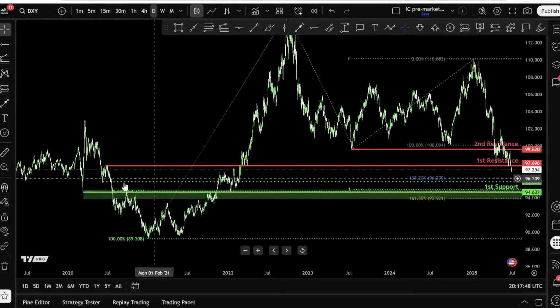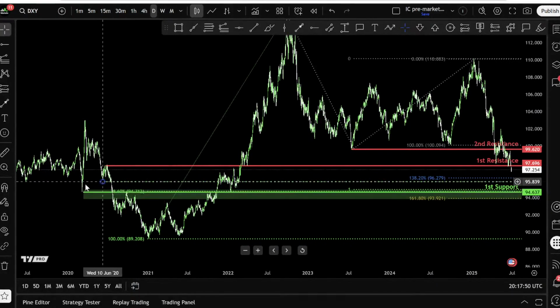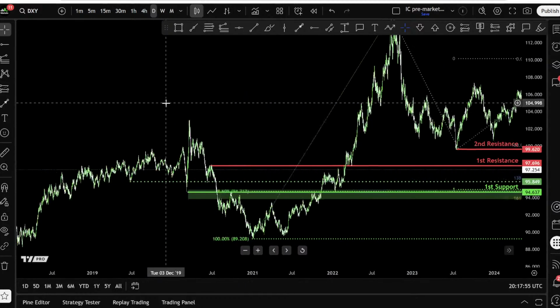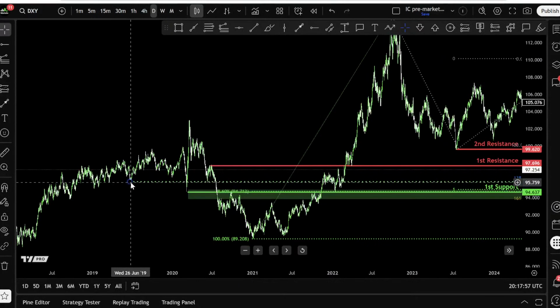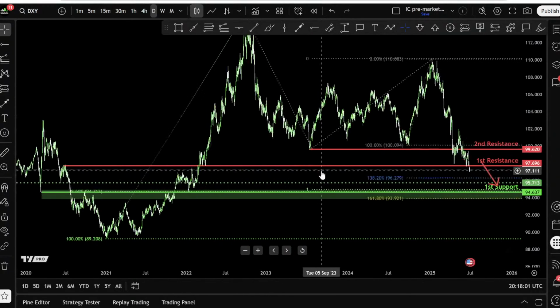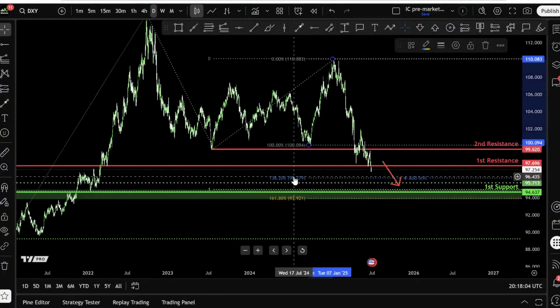I've just labeled this intermediate level just so that I have my eye out in this area, since price has tested this level quite a number of times before, and it's also in line with our retracement, or rather our Fibonacci extension.